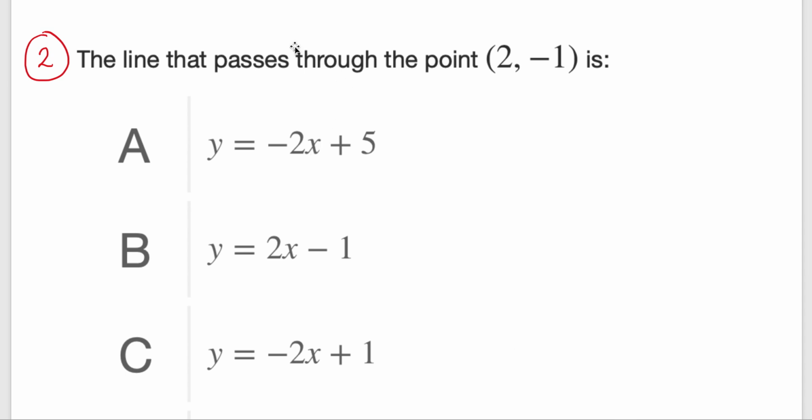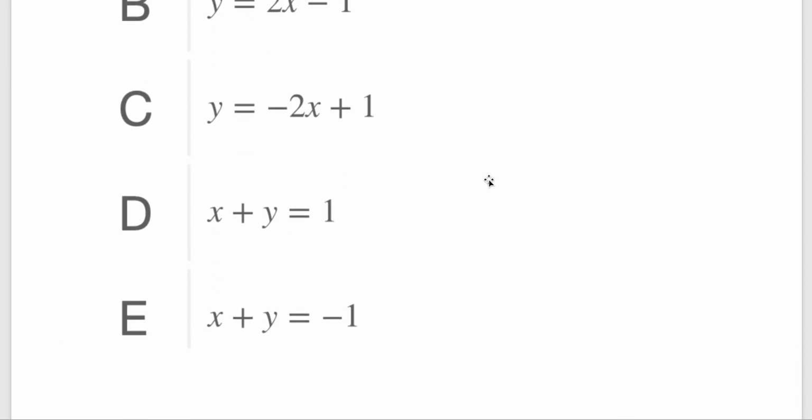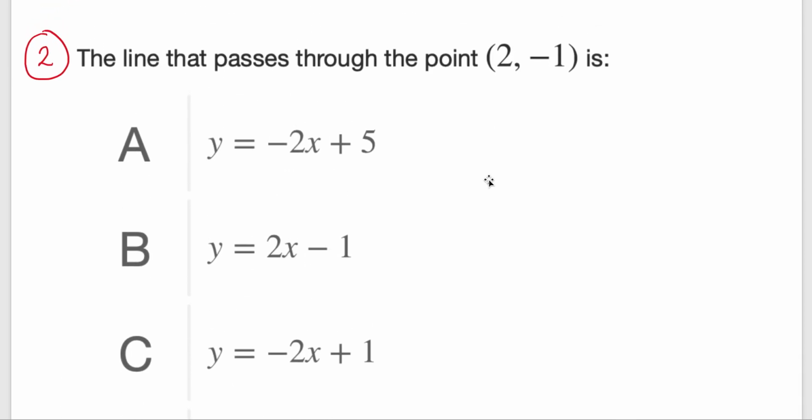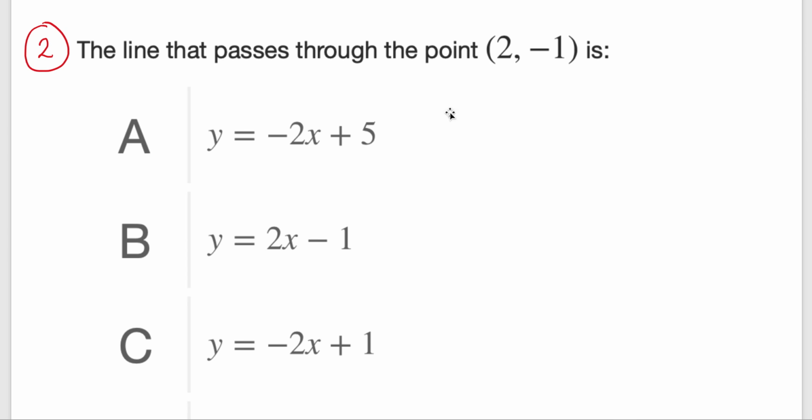Okay, girls, so let's do example number 2. In example number 2, it says the line that passes through the point (2, -1) is, and we have different options. So what we have to do is sub in the value of x. Let's remember that in this point, the first one is coordinate x and the second number is coordinate y.